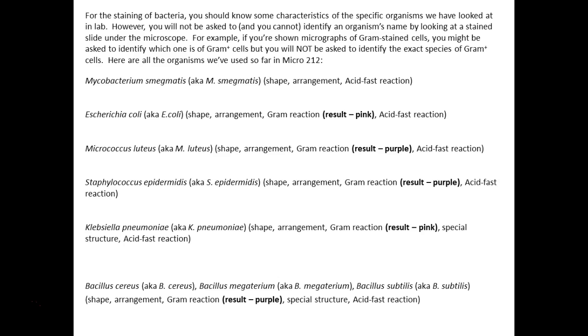Only mycobacteria come out acid-fast as far as bacteria go. Most bacteria. Most rod-shaped bacteria. So having known that information, any other bacteria I have on this list, if we were to stain it, it would be what? It'd be acid-fast negative or non-acid-fast.